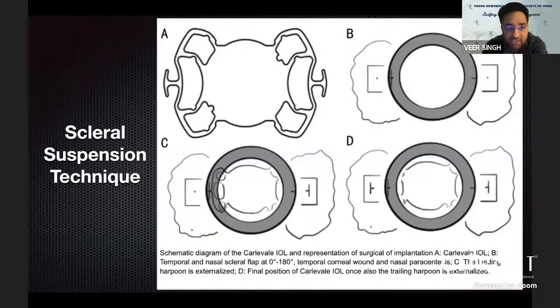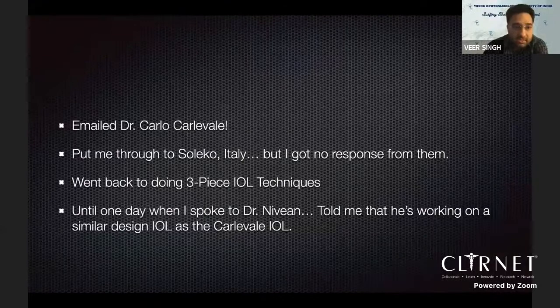The technique seemed very simple. The videos were nice to see. All you have to do is conjunctival peritomies, localized peritomies, create scleral flaps, just pinpoint 23 gauge sclerotomies, and then just externalize the haptics. That's all you have to do. So I emailed Dr. Carlo Carla himself.